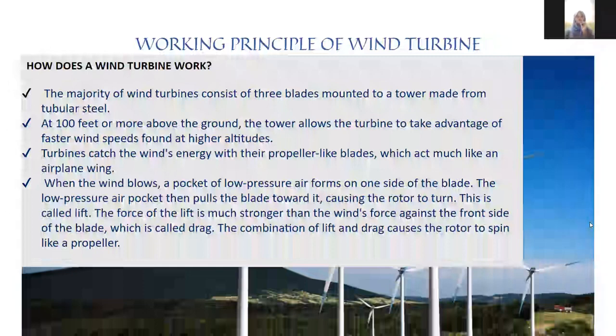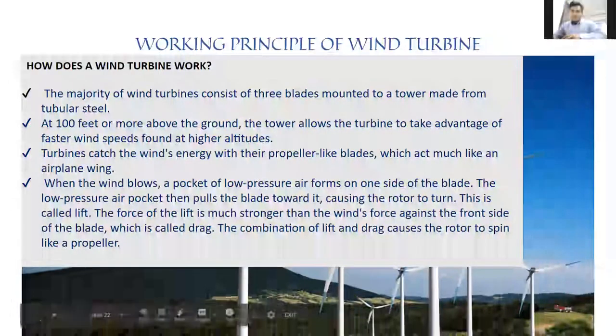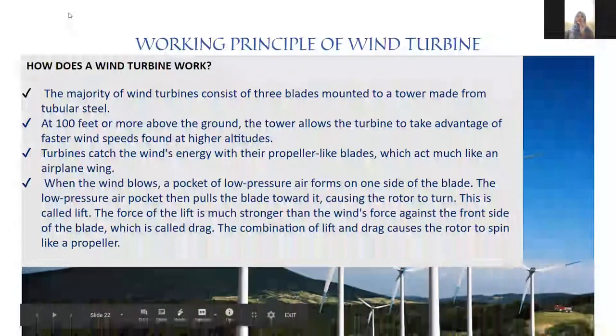For my part, I will explain the working principle of the wind turbine. First of all, the majority of wind turbines consist of three blades mounted to a tower made from tubular steel. At 100 feet or more above the ground, the tower allows the turbine to take advantage of faster wind speeds found at higher altitudes.